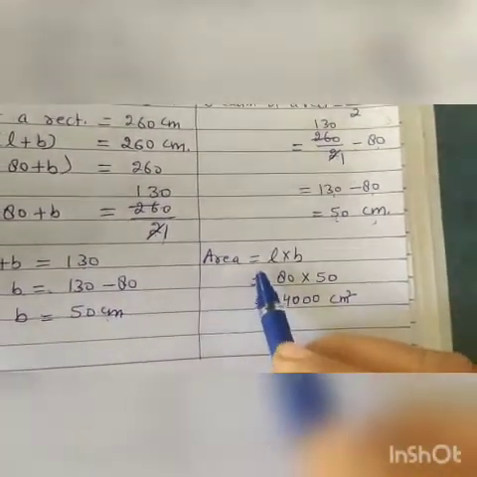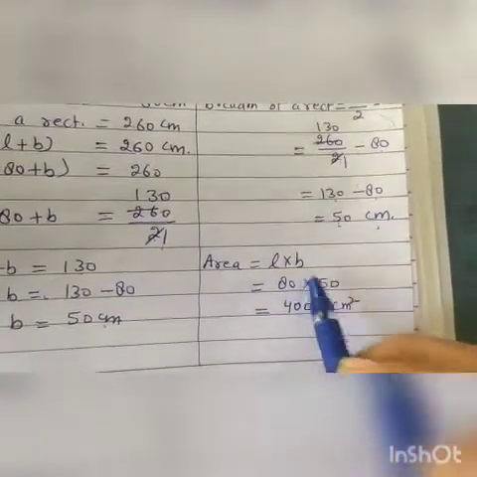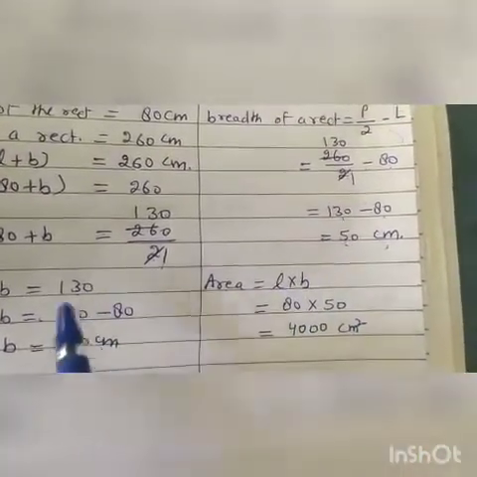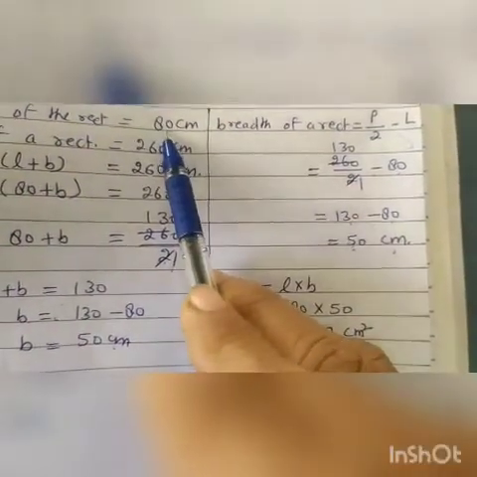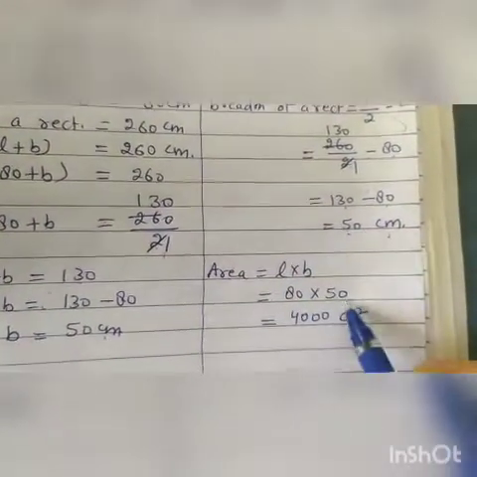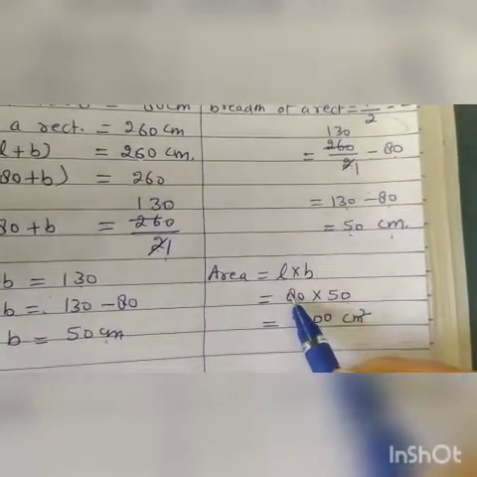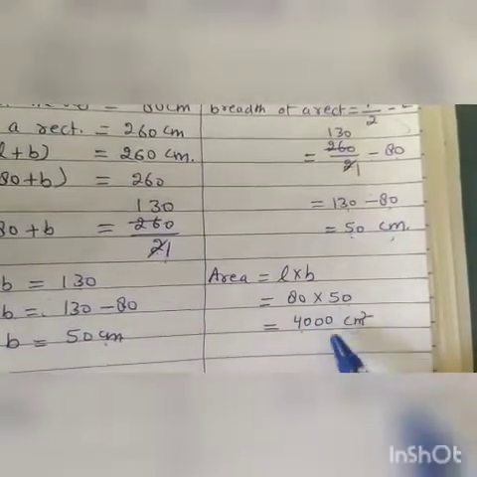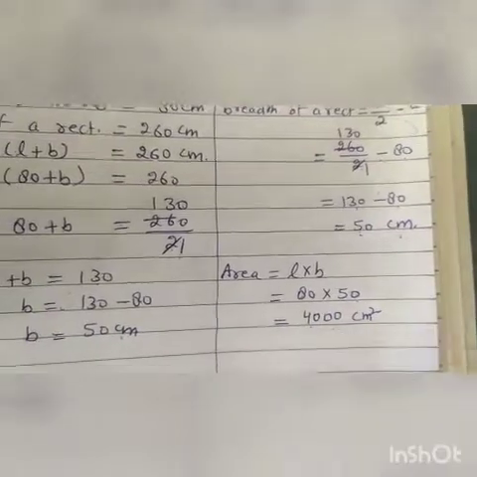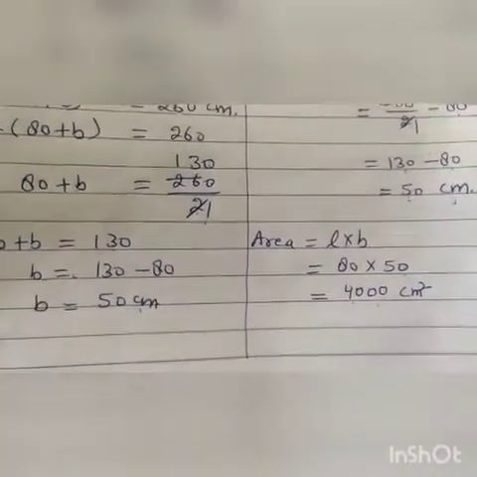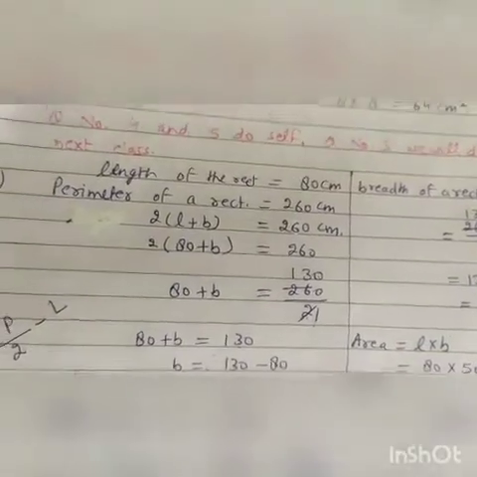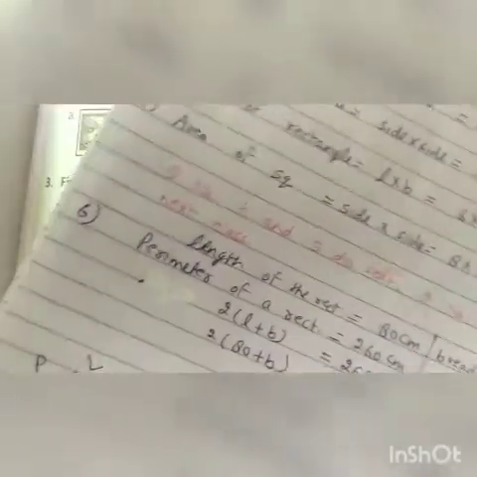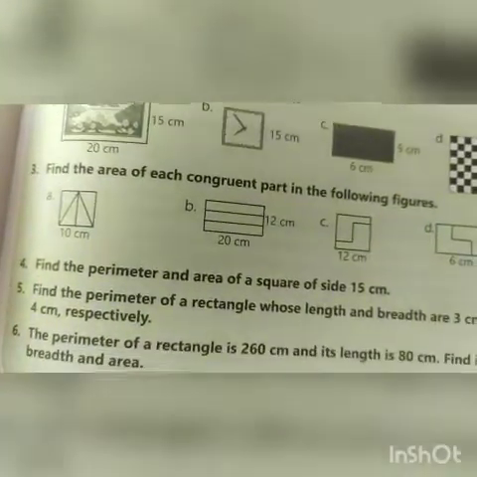Now area of rectangle is equal to L into B. So length is 80, it is given in the question. See here. Into breadth 50. 8 fives are 40. Then these two zeros. Area is 4000 centimeter square. Okay. So students, complete these 5 questions in your notebook.